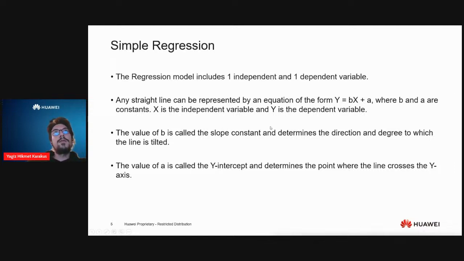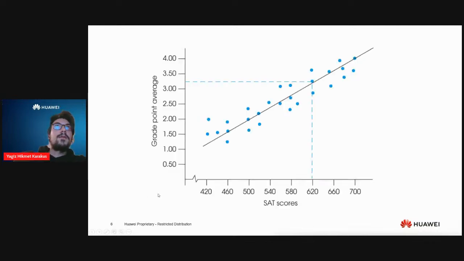The value of b is called the slope constant, and determines the direction and the degree to which the line is tilted. The value of a is called the y-intercept and determines the point where the line crosses the y-axis. So when the line intercepts the y-axis, it's our constant a. It shows us the height of our line where it starts from the y-axis.